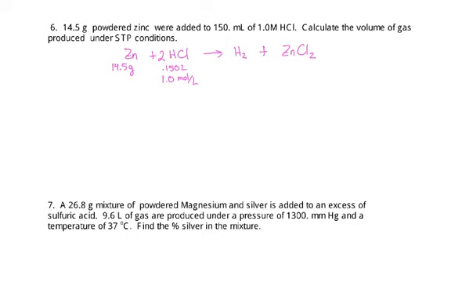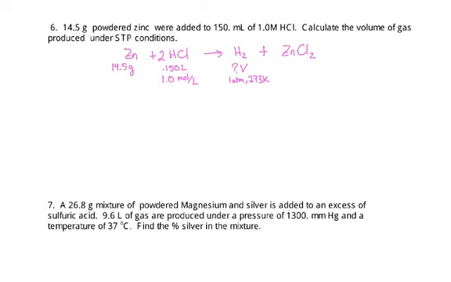We are trying to find the volume of gas produced. So the gas that's our product here is H2. So we're trying to find the volume. And we know that it's STP. So you can write STP, or you can write 1 atm and 273 Kelvin.